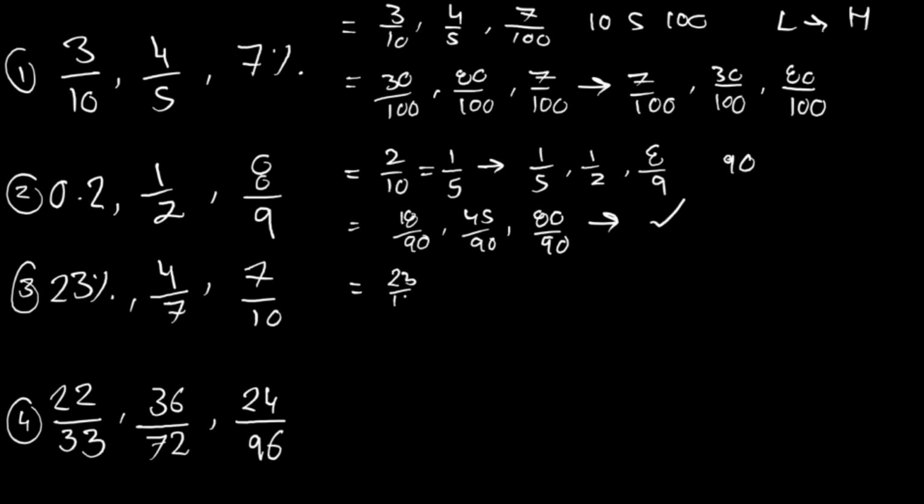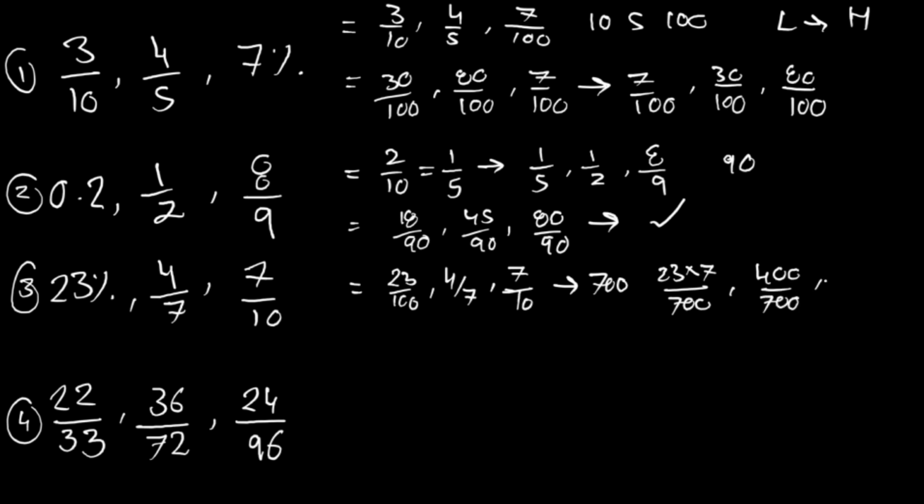23% is 23 over 100. 4 over 7. And 7 over 10. A common denominator is 700. So then you do 23 times 7 over 100 over 700, sorry. And then 400 over 700 and 490 over 700. And you put them in order.